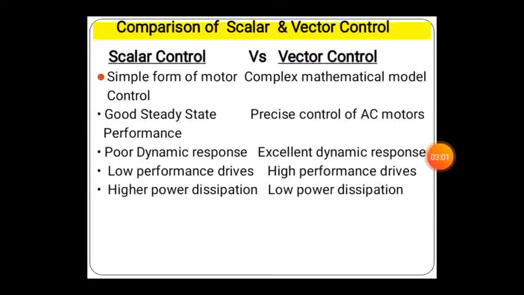Scalar control has good steady state performance, but vector control has precise control of AC motors. Scalar control has poor dynamic response, but vector control has excellent dynamic response. Scalar control gives low performance drives, whereas vector control gives high performance drives. In scalar control there is high power dissipation, but in vector control there is low power dissipation. So according to these parameters, we can say that vector control is widely used for the precise control of induction motors.